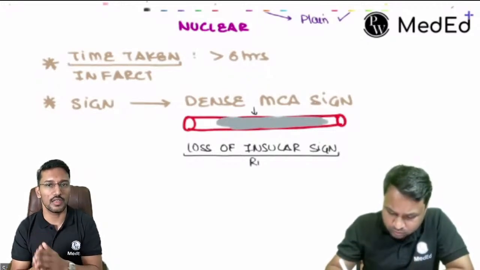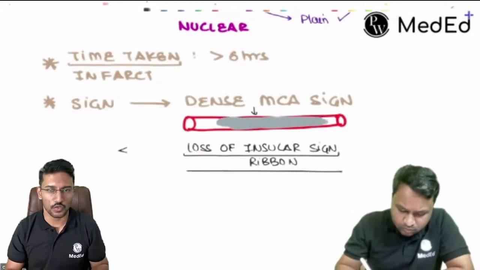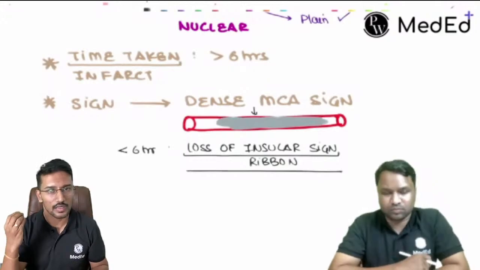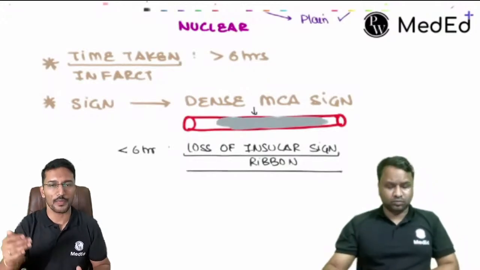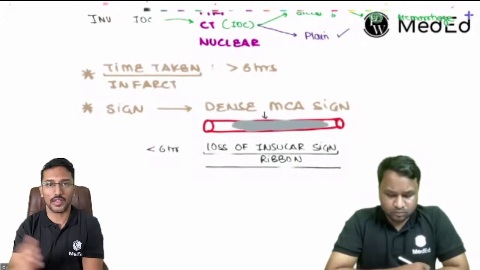That is also one more sign we might see within 6 hours. But in the absence of it, it makes no difference. If there is no bleed, that is a case of acute ischemic stroke for me. Now, once I've made the diagnosis of acute ischemic stroke, then comes the question of management.